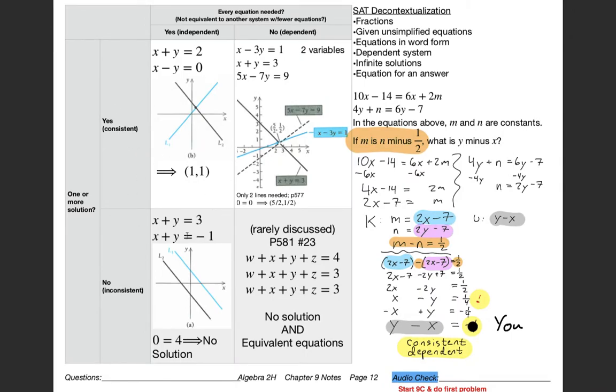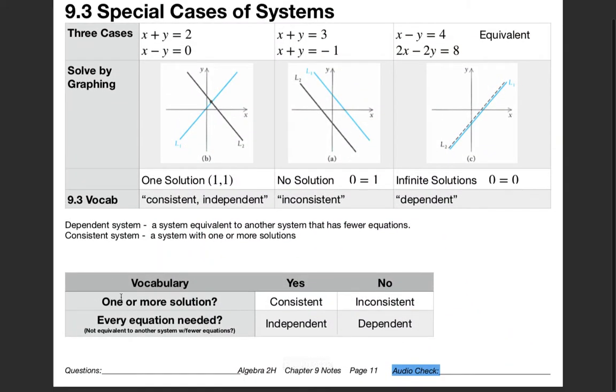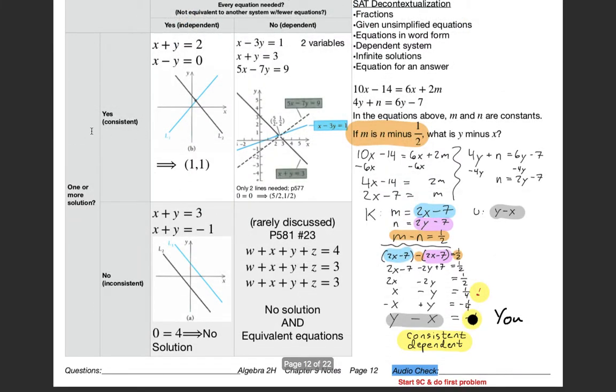So I wanted to make you a chart here, and let me show you how it's organized. We've got the same 2 questions from before. Does it have one or more solutions? If it's a yes, that means it's consistent. If it's a no, that means it's inconsistent. Is every equation needed? If it's a yes, then it's independent. If it's no, then it's dependent. You get a yes here and a yes here, that's what this would look like. A yes here and a no here, that's what this would look like. A no here and a yes here, that's this, and then two no's would be this one.